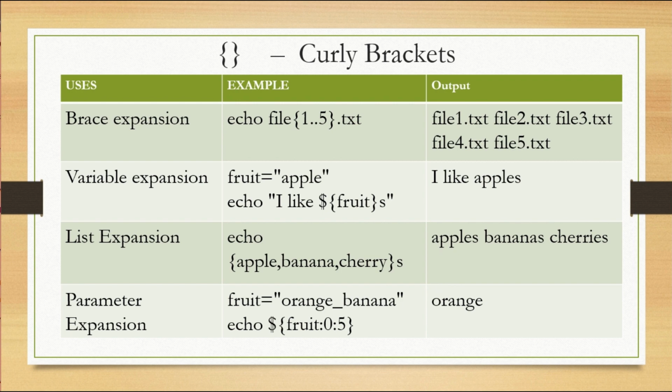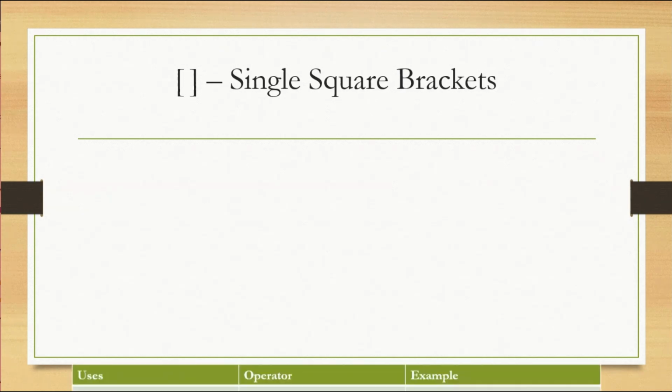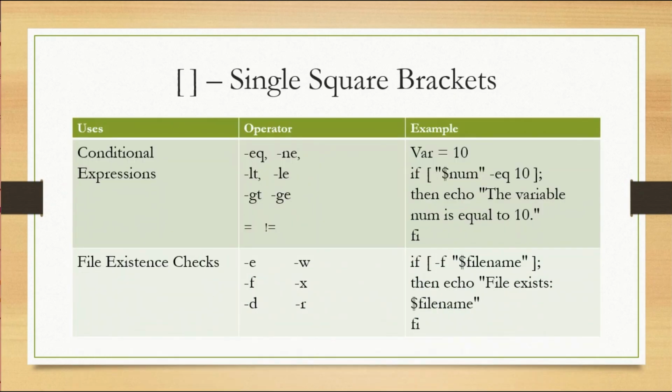That is the curly bracket. Let us check the second type of the bracket. The second type that we're going to focus on is the single square bracket. Single square brackets are basically used for conditions. If we want to check a condition, we're going to use the single square bracket.